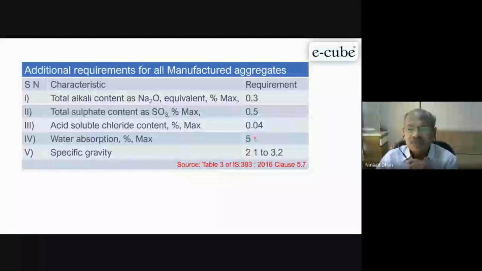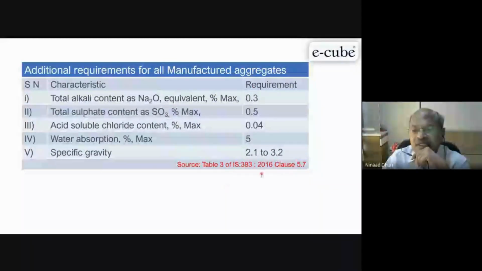See, water absorption is given as 5%, and specific gravity for manufactured aggregate is 2.1 to 3.2. For normal aggregate, they are not given any specific gravity limit. But for manufactured aggregate, definitely there is a requirement. This is from IS 383:2016 clause 5.7. So you must be aware of this. So what are the impurities available in the aggregate itself which may affect the performance of your concrete.